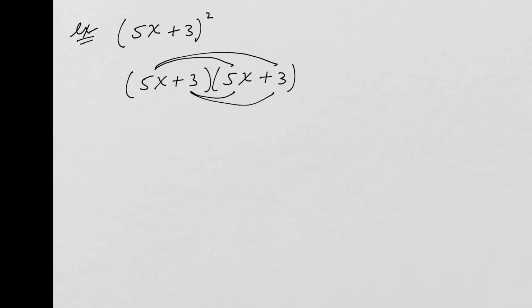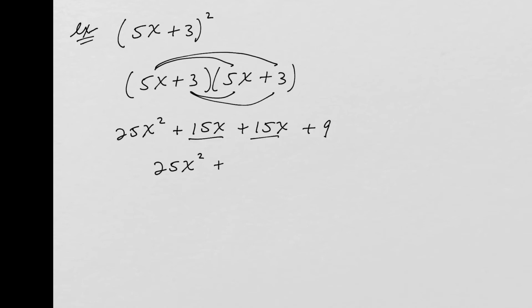So 5x times 5x is 25x squared. 5x times 3 is plus 15x. 3 times 5x is plus 15x. 3 times 3 is plus 9. And then I can combine these two terms, right? So I have 25x squared plus 15x plus 15x is 30x plus 9. So you don't need to use a rule. It's optional. Some people like it, some people don't like it, right? So it's totally up to you, because you could always go back to the basics and just multiply it out.